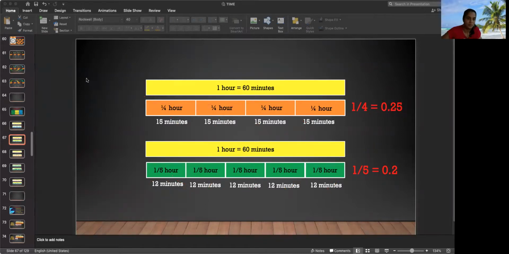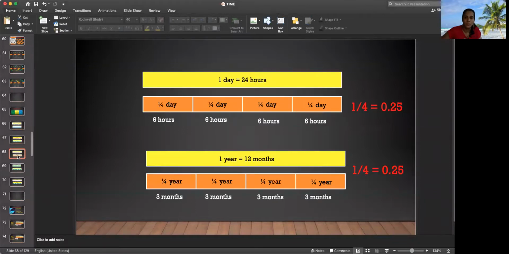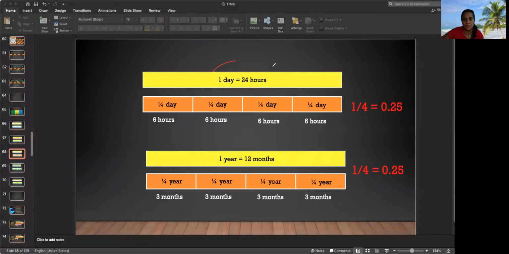Now let's move on to the next slide, where the conversion unit is now looking into days and hours. So now I have here 1 day is 24 hours. Now if I took my 1 day and divided it into 4 parts, I would have quarter of a day, quarter of a day, quarter of a day, and quarter of a day. I need to take 24 and divide into 4, and I would have 6 hours each quarter.